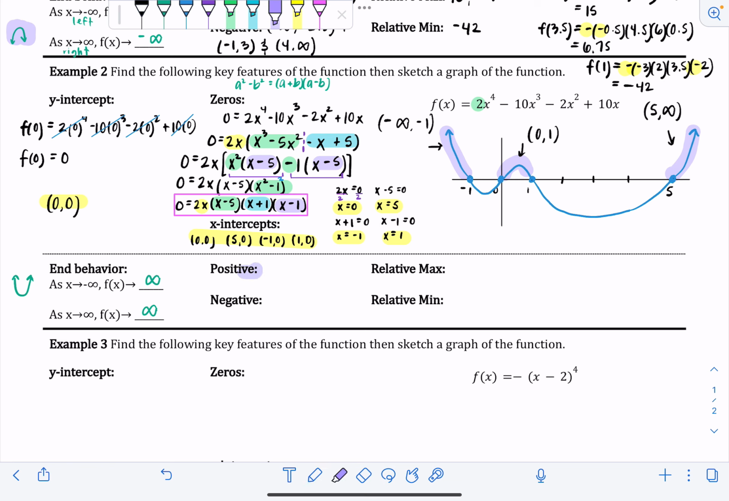Okay, so where is it positive? We just wrote the 3 intervals. I'm just going to copy them down here. It's -infinity to -1, 0 to 1, and then 5 to infinity. And then next we'll do negative.